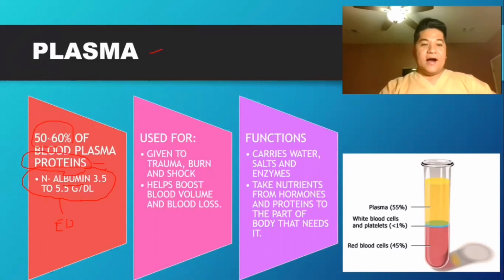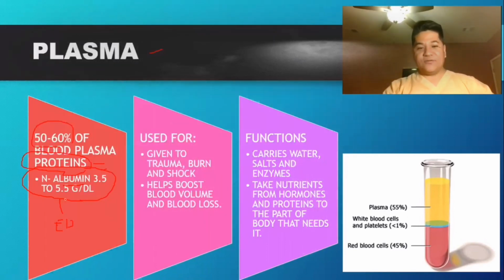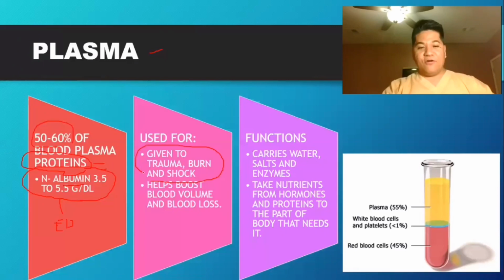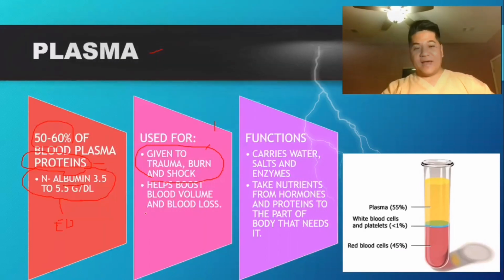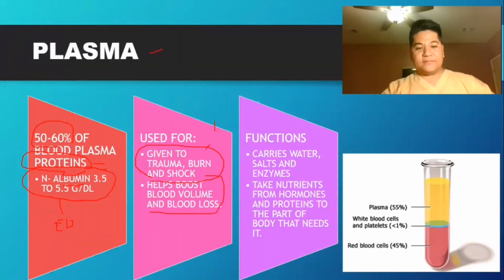Plasma is used primarily for those who have an injury like trauma, burns, or shock, because it can increase the blood volume easily. It increases the blood volume as well as the blood to the area, so you will not be dehydrated and you will not have hypovolemic shock. It also helps boost the blood volume and replace blood loss. That's what I'm talking about.